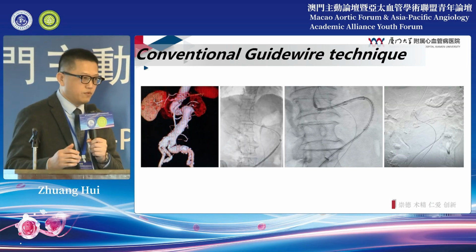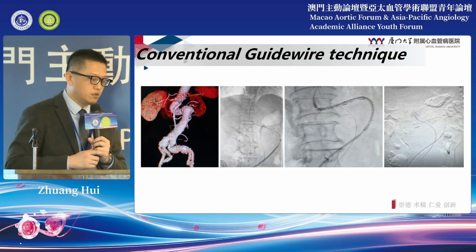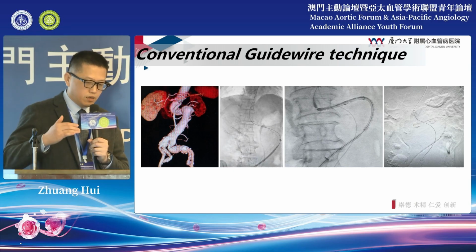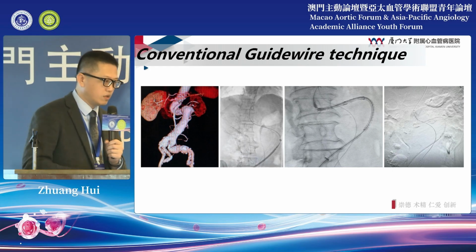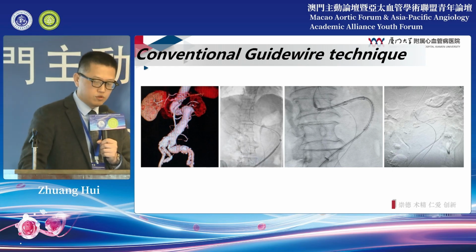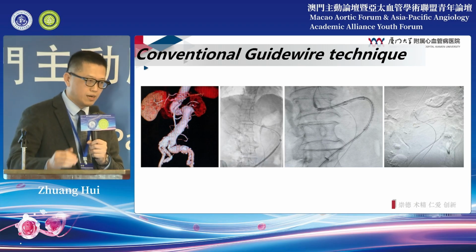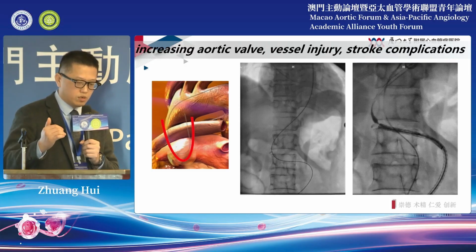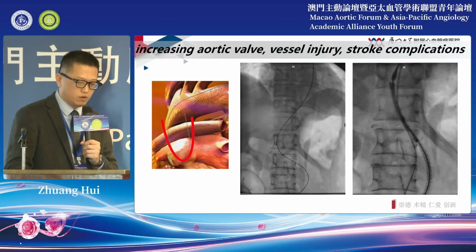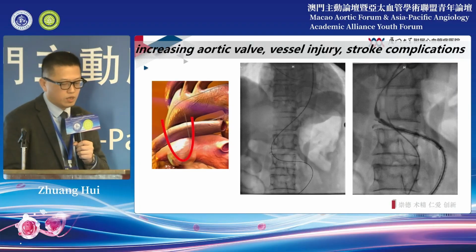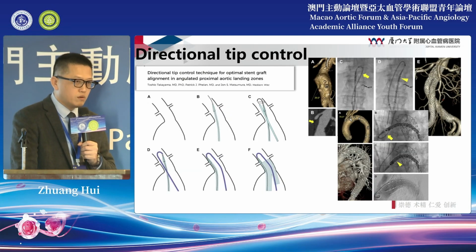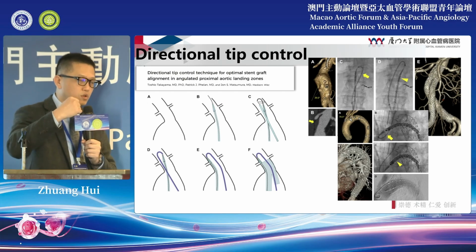But for those very severely tortuous anatomies, you'll find that you need to push the guidewire a little bit. We touch the aortic valve and aortic arch. Then we push it to make the guidewire align with the central line of the aorta, and you need to deliver the guidewire to touch the aortic valve, which may cause some vessel injury and maybe some shock complications. So to avoid this, we need to control the tip of your guidewire.